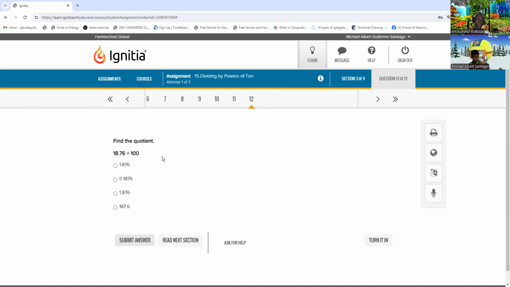In this last question, you are moving your decimal 2 times to the left, okay? So what's the answer? The third option. I think that's correct. Yeah.